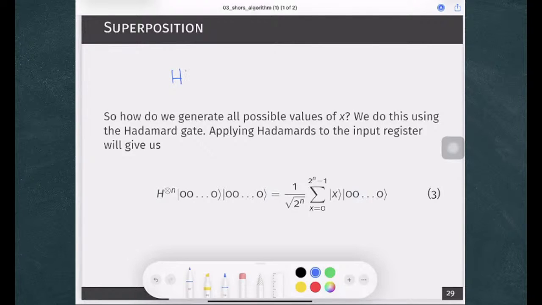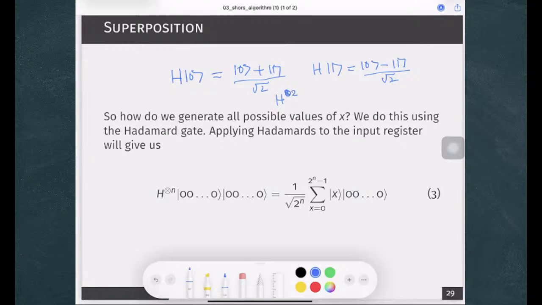If you operate it with 0, it will give you 0 plus 1 over the square root of 2. If you operate it with 1, the qubit with the value 1, state 1, then it will give you 0 minus 1 over the square root of 2. Now what happens if you have 2 qubits? If you have 2 qubits, this is how you do it.